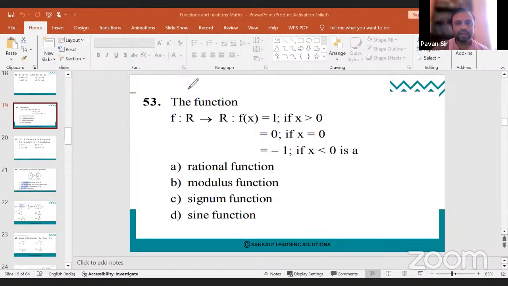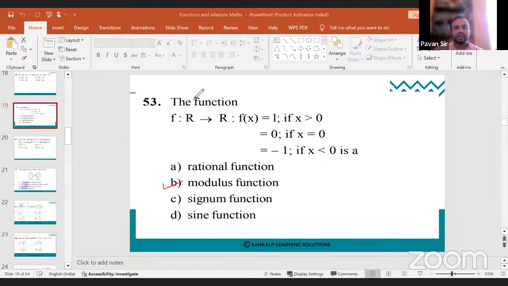Yes, exactly. It is clearly a modulus function. Many of you have given the correct answer for this. Option B is the correct answer, because the function from R to R takes the values 1, 0, minus 1. So the function should be the modulus function. So option B is the correct answer.